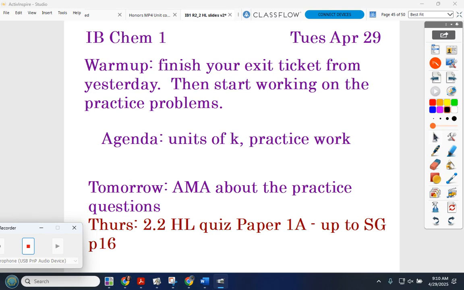We have just one thing that I want to go over before I release you for the practice questions. But I wanted to let you know that you will have the rest of today and then all of class tomorrow to work on and ask questions about these practice questions. Thursday, I'm planning to do part of a quiz. It'll just be the multiple choice part. We'll do the paper 2 next week.